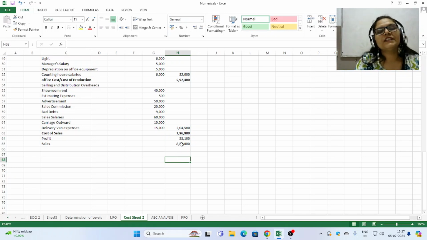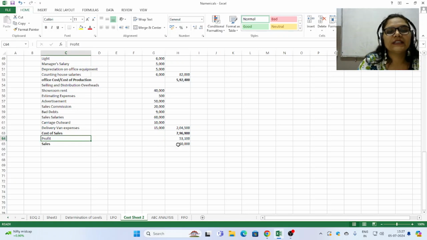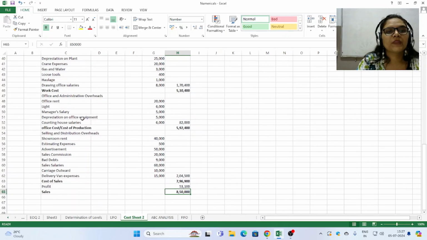Now suppose this figure had been smaller and the other figure had been bigger, the company would definitely have gone into losses. But our sales are more and cost of sales is less, so we get profit. If our cost of sales had been more and sales less, we would be incurring losses. So this is our final figure.